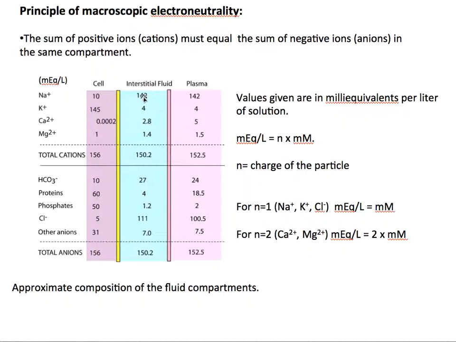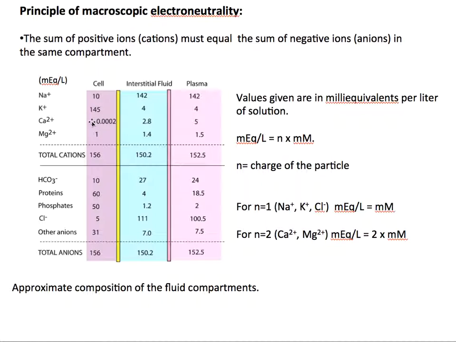So sodium, you're going to find more of sodium outside than inside. Same goes for chloride. Sodium chloride, that's salt. You'll find a lot more potassium inside the cell than outside the cell. And this is partially because of the sodium-potassium pump, the sodium-potassium ATPase.